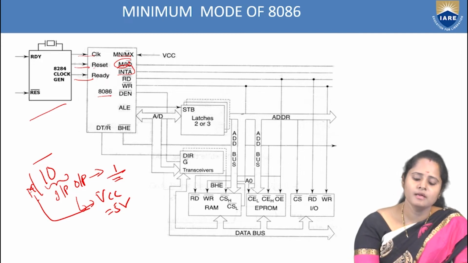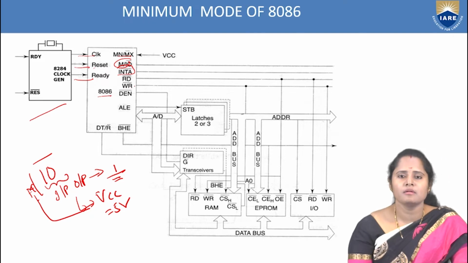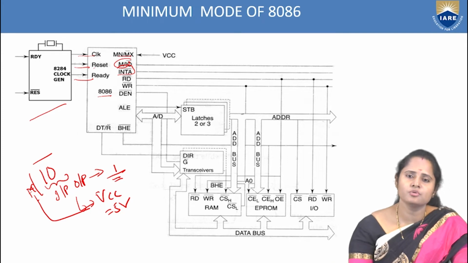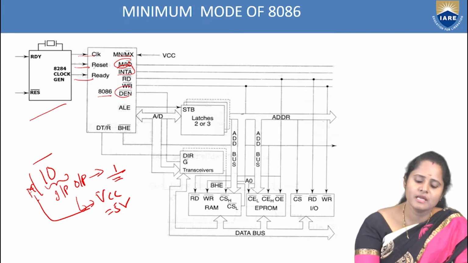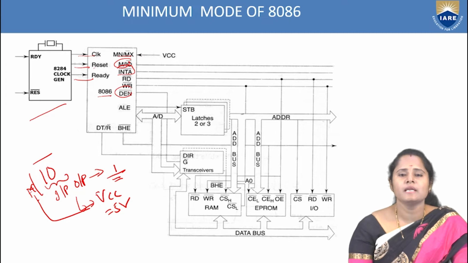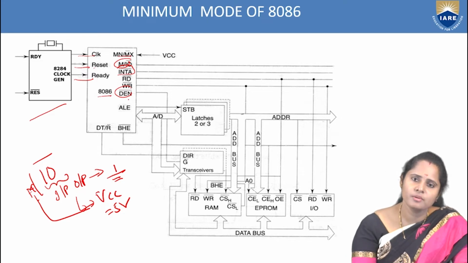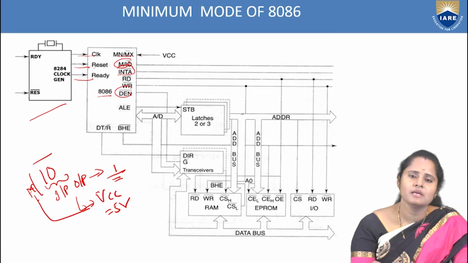Next, RD and WR. RD is nothing but read operation and WR is nothing but write operation. These both are active low pins. Active low pins means whenever it is equal to 0, then only it works. Next, DEN bar. What is DEN bar? Data enable. If the data is present on the data bus, then this pin is equal to 0. Why? Because it is an active low pin. Whenever the data is not present on the data bus, it means the data enable pin is high.